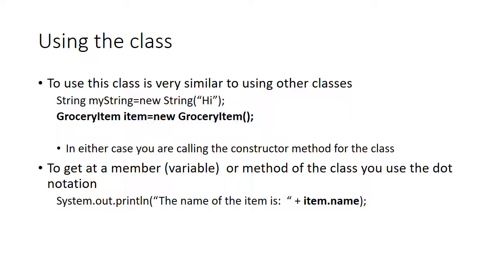Now, when you use this class, you're going to be able to use something called the dot notation. To get at a member of the class or the variable of the class, you can say item.name. And that's a dot notation you've seen before.